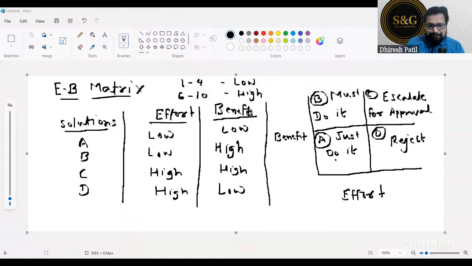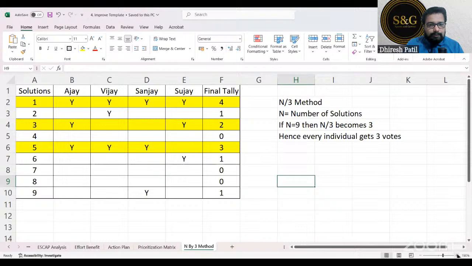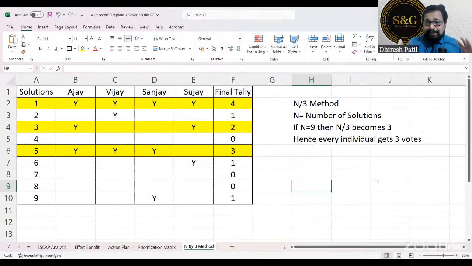Very interesting. I will also give you this Excel sheet. Look at this n/3 method. Let me just increase it a little more. Now, what is this n/3? It is the third method we are using right now. First is solution prioritization, the second one is effort benefit, and now this is the n/3 method. Again, this is also a group activity.